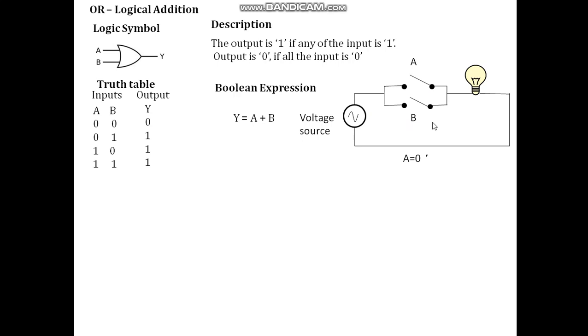Okay, first condition, A0 B0. A0 B0 means both the switches are in open condition, so there is no closed path, there is no way for current to flow, so the bulb will not glow. We cannot get any output from this circuit. So if both inputs are 0, we cannot get any output, so the output is low. Okay, so both inputs are 0 means the output is 0, right?